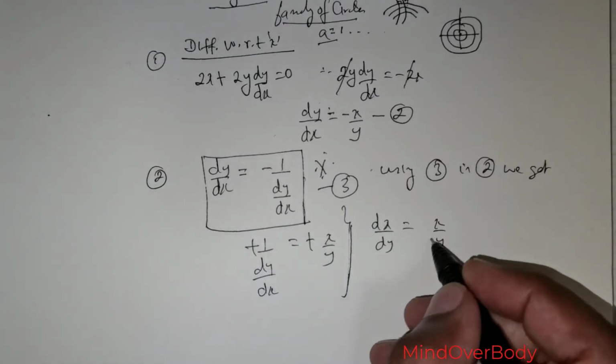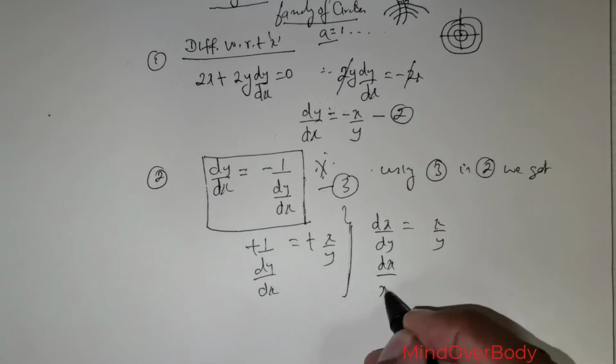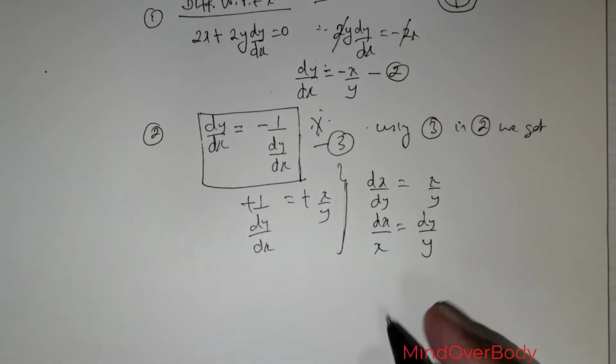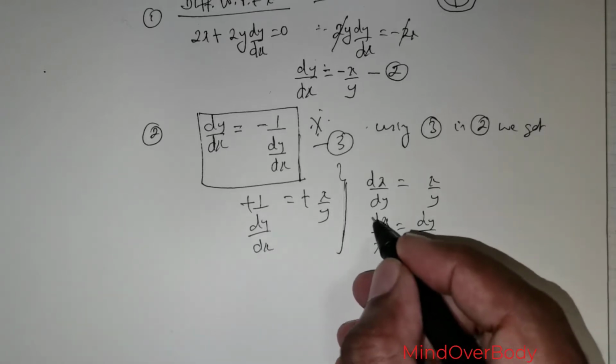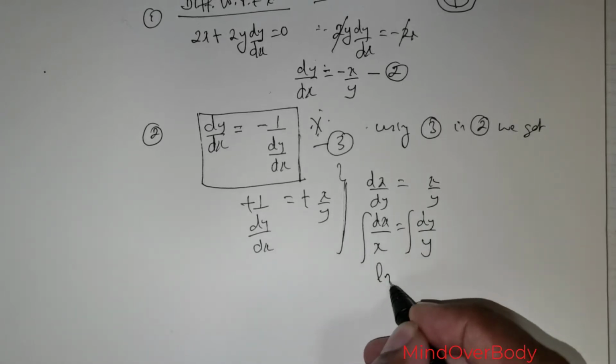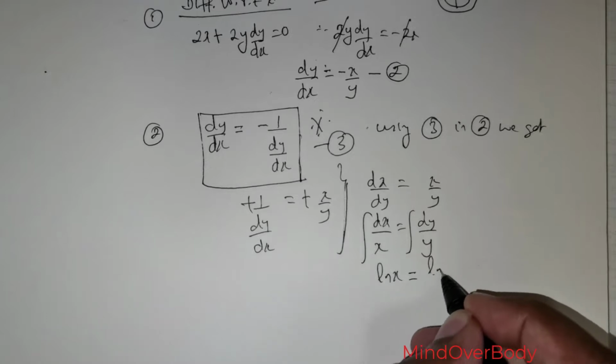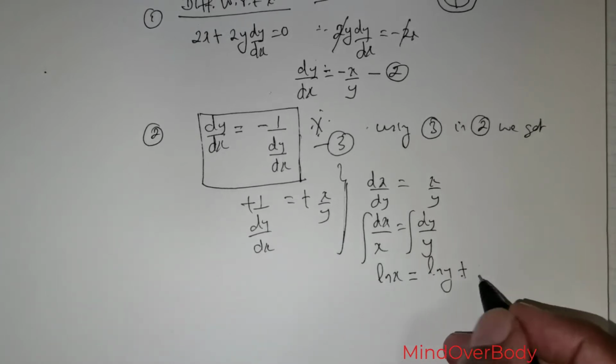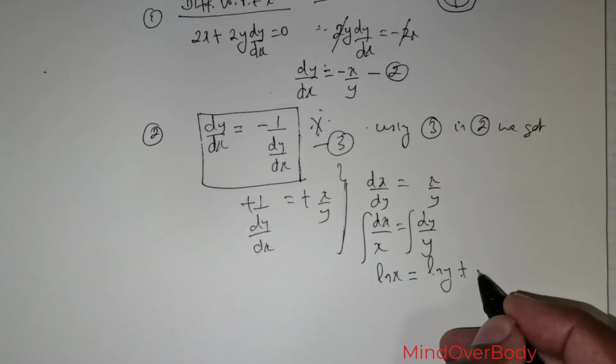using variable separable. So I get dx divided by x is equal to dy divided by y, and if I were to integrate, this is going to give me ln x and this is going to give me ln y. Of course, there is an arbitrary constant c. Now what I will do is, you can either place it as c or you can place it as ln c.